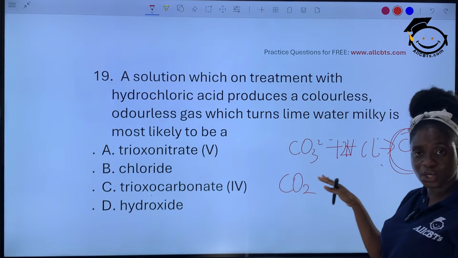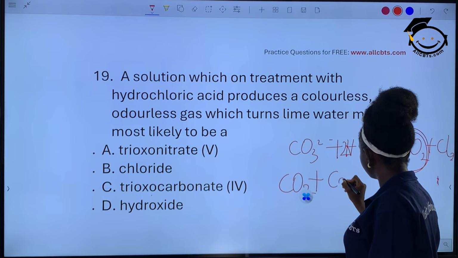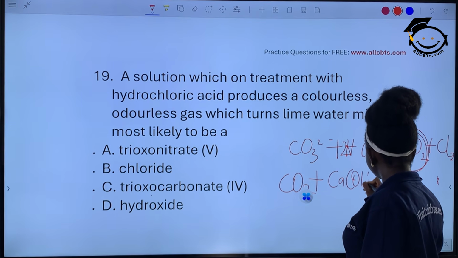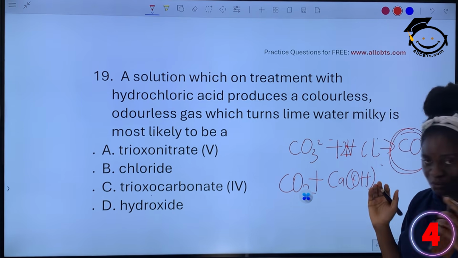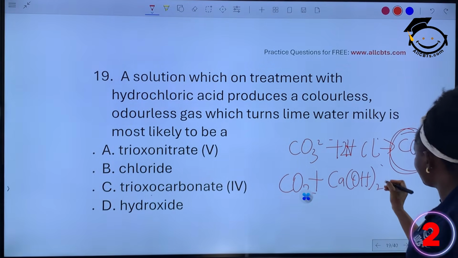So when this CO2 reacts with lime water, calcium hydroxide, what will it give? It turns lime water milky.